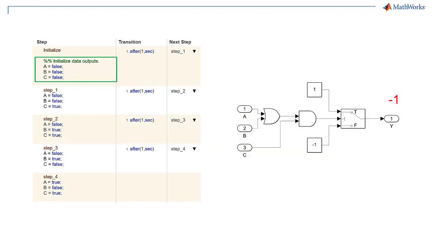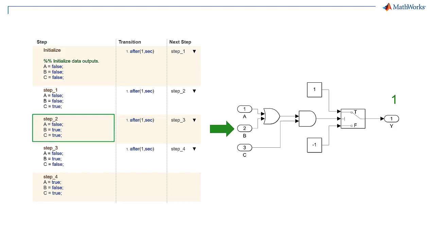The test sequence initializes all three inputs to false, which sets output Y to -1. In step 1, let's hold inputs A and B to false and set input C to true. Output Y will remain -1. In step 2, let's set input B to true. This will set output Y to 1 and will demonstrate how input B independently affects the output.